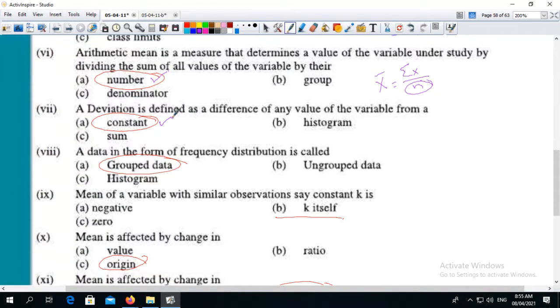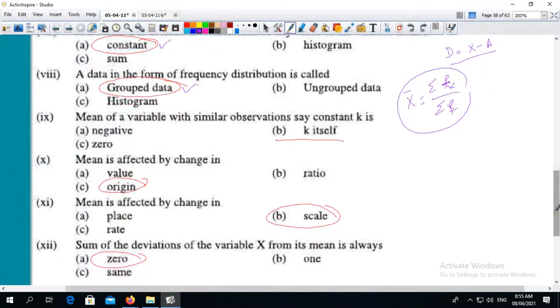Deviation is defined as the difference of any value of the variable from a constant number. Deviation means x minus a or a minus x. Data in the form of frequency distribution is called group data. In group data we use frequency: the mean is summation fx by summation f. So in group data we have frequency distribution.